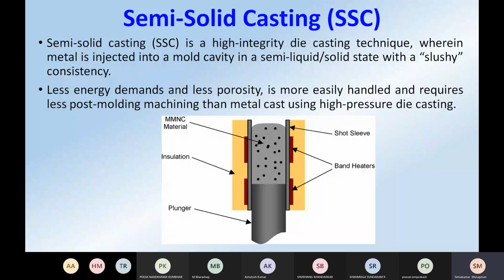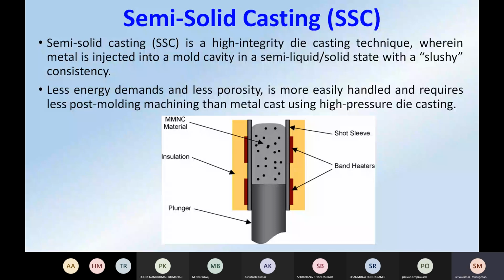So semi-solid casting is also one of the techniques, a kind of die casting technique, which we use for the fabrication of metal nanocomposites. Here the metal is injected into the mold cavity in a semi-liquid or solid state, with a slushy consistency. We have very low energy demands, less porosity is more easily handled, and it requires less post-molding machining than the metal casting technique.